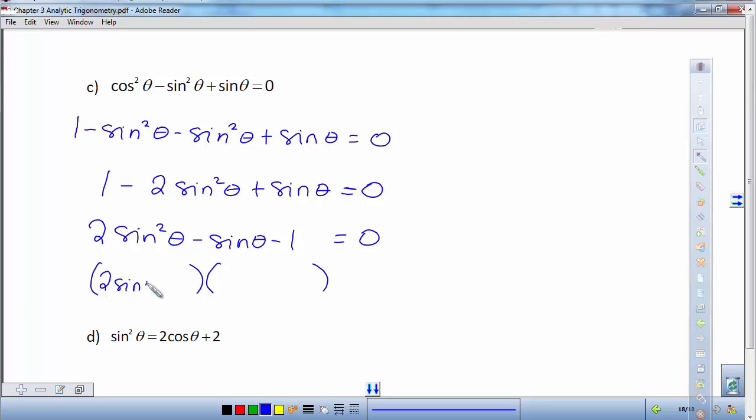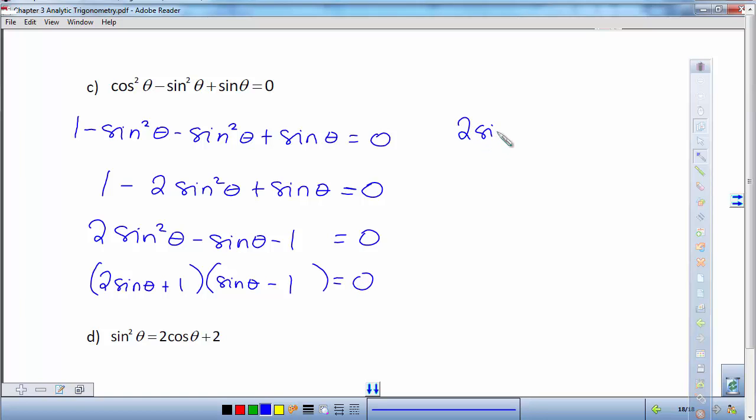2 sine theta plus 1, you think? And then sine theta minus 1. Okay, that looks great. So we set each of these factors equal to 0.